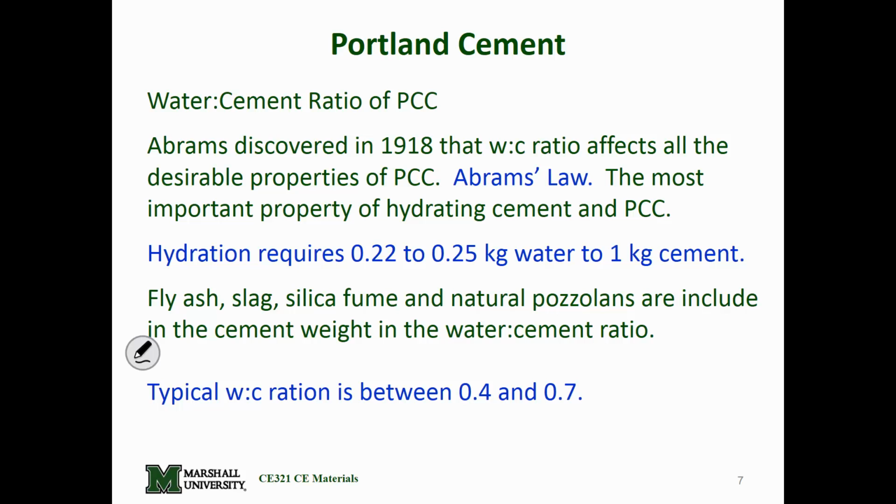Water-cement ratio is a very, very, very important aspect for our Portland cement concrete, Abrams' law. He realized that the ratio of water and cement were the key element in designing a concrete mix. For hydration to occur, you need between 0.22 and 0.25 water with respect to the cement content. Typically, though, in real concrete, the water-cement ratio is between 0.4 and 0.7, so that we have workability. The 0.22 to 0.25 gets us the hydration to occur so we get our strength. The excess beyond that is so we can work it and manipulate it and move it.